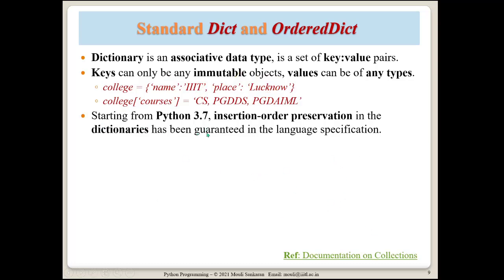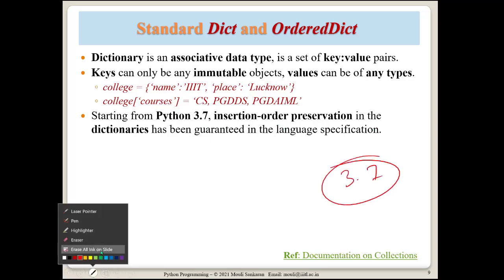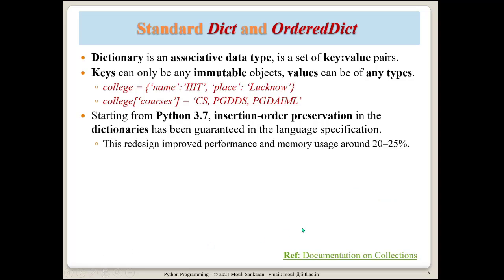I think from 3.7, not from 3.8, insertion order preservation in the dictionary has been guaranteed. Okay, so let me stand corrected. It is from 3.7 onwards, not from 3.8. I mistook it. The redesign improved the performance and memory usage also by 20 to 25%. They did some redesign of the implementation of the dictionary, so whatever I explained may not be there currently. It could be changed, but roughly this is the way they internally implement the dictionary.